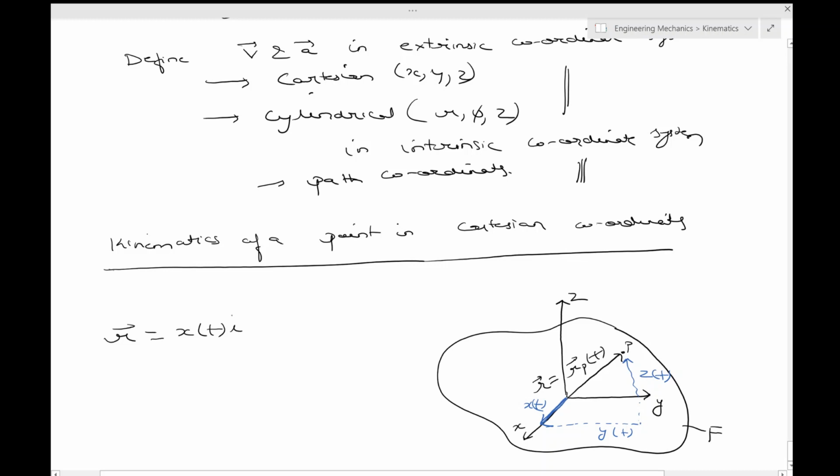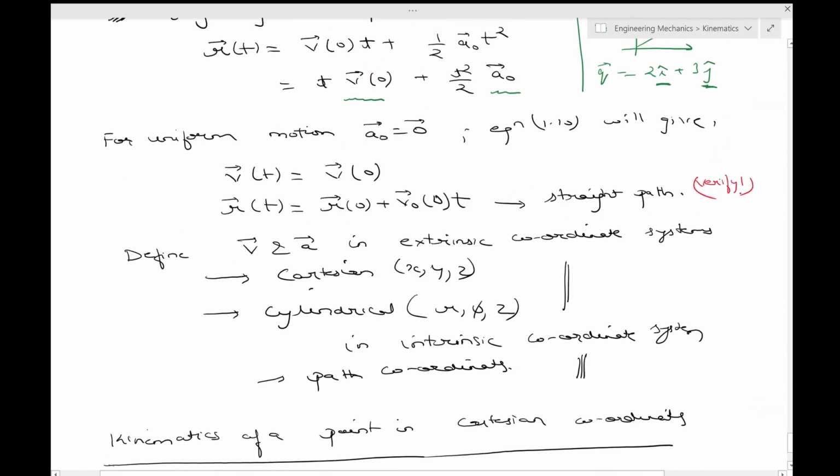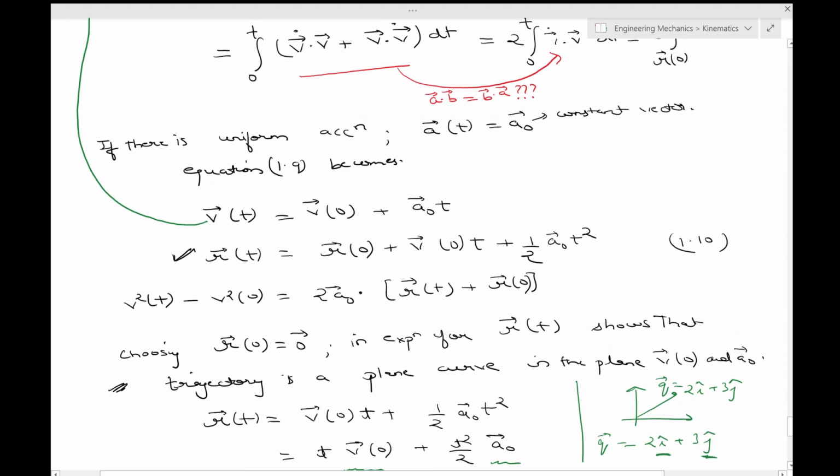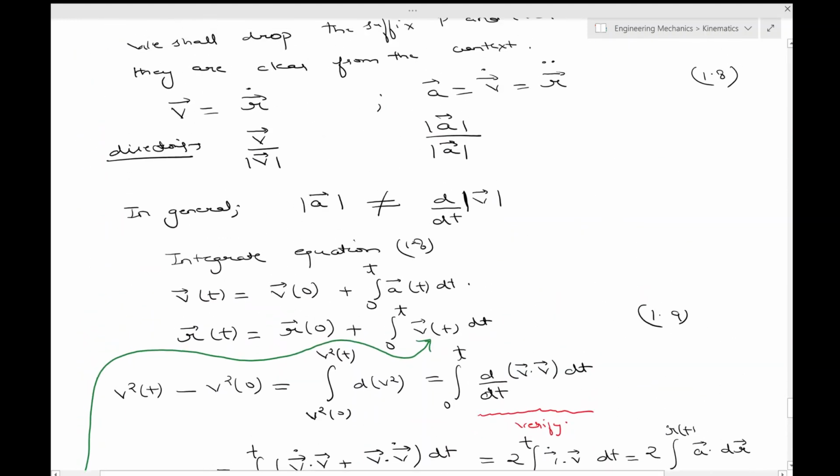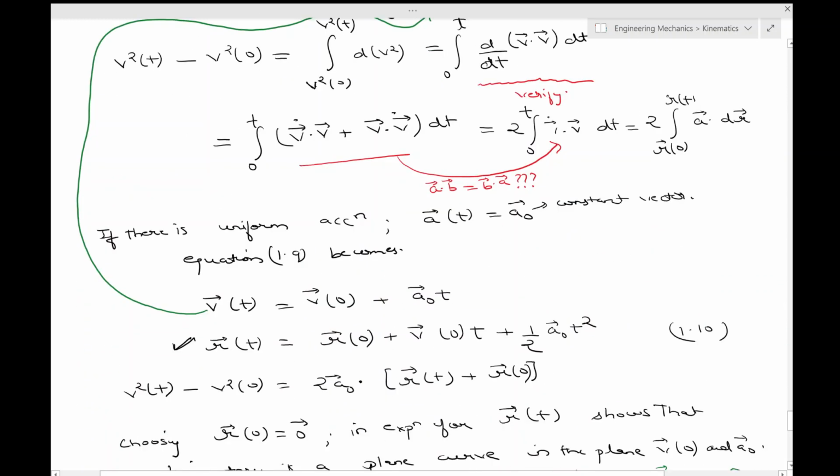I plus z of t. Similarly, the velocity. Remember what was the velocity? It was the time derivative of the position vector, okay. And similarly, the acceleration was the 2-time derivative of the position vector. So we'll be just writing that over there.